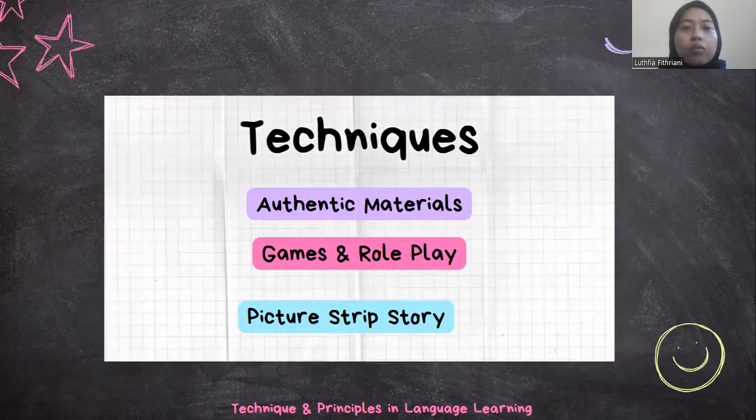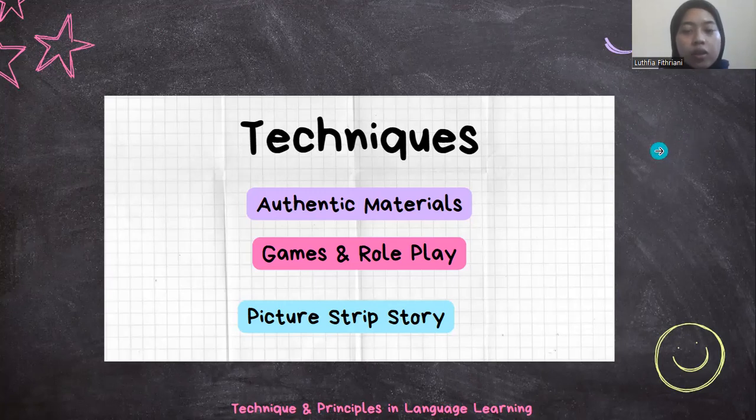Okay, there are some techniques that we can apply in the classroom while we are using communicative language learning. The first is authentic materials. So the teacher can deliver the material by using authentic materials such as newspaper, movie, TV show in which the native speakers are speaking and writing, so the student could learn from the native speaker how the target language is used in real life.